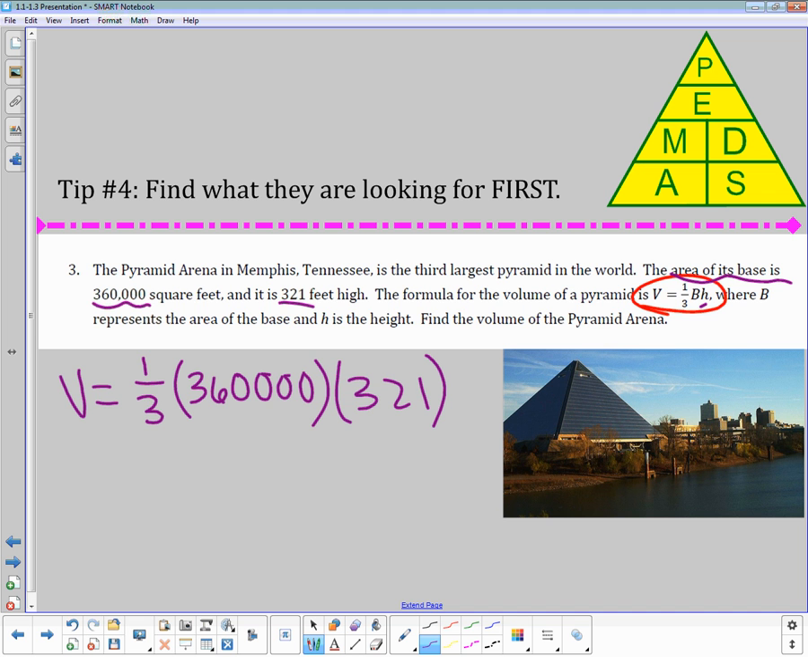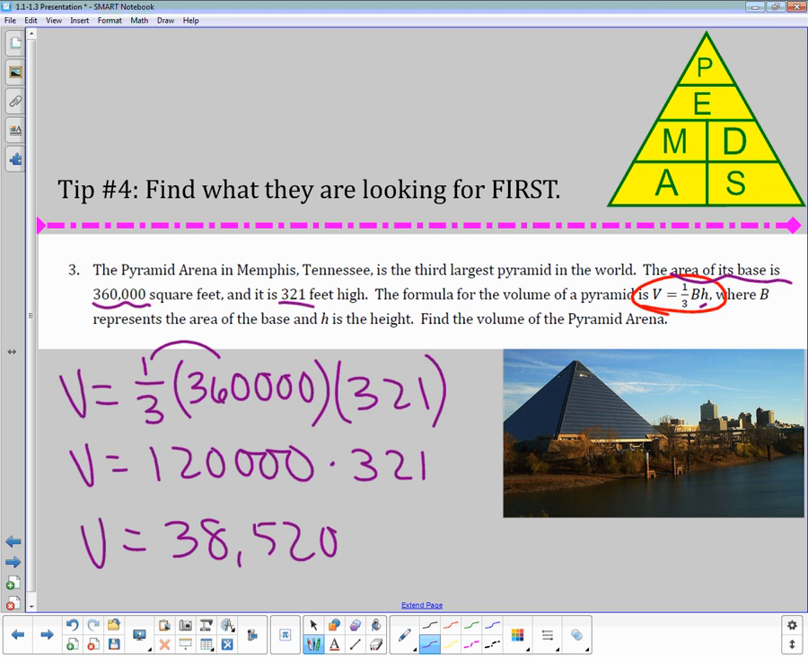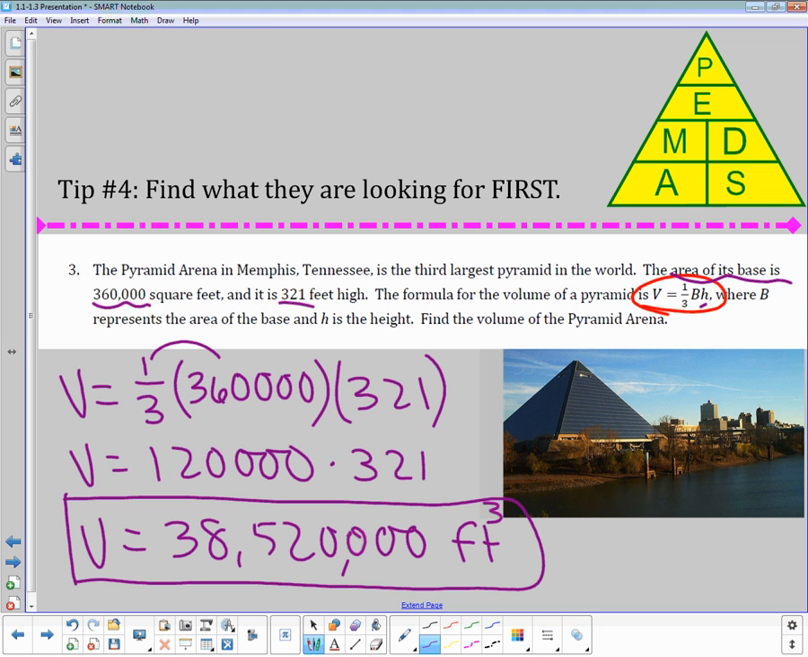Now I want to go through and simplify that. 1/3 of 360,000 would be 120,000. So I just put those two together, really, 120,000. And really you can just use your calculator to go through and multiply these all out. That's totally fine. 120,000 times 321 would be 38,520,000. And our label here, this is volume, so we're feet to the 3rd power. Volume is 3 dimensions, so feet to the 3rd power.